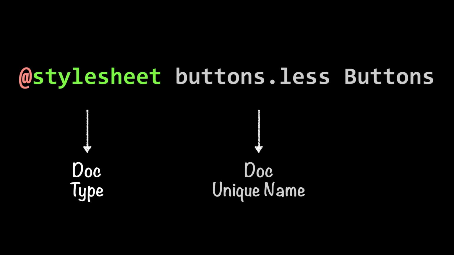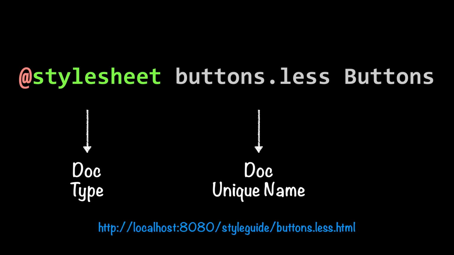Buttons.less. This is the unique name for the style sheet and is used as a reference to other tags. While you can use any type of name, I recommend using the name of the style sheet file, as this will help finding the file when referencing the documentation. Do keep in mind that this will affect the URL of your document. For example, the URL would be http://localhost:8080/styleguide/buttons.less.html.